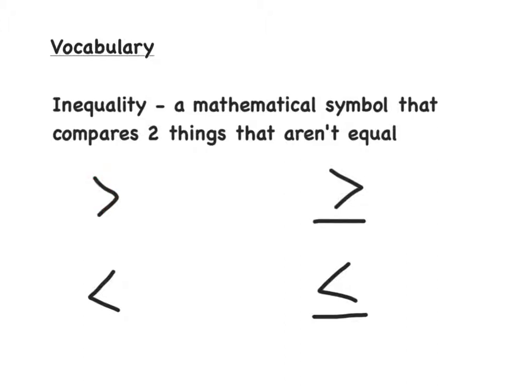These are inequalities. For this first one, this is called greater than. For example, 8 is greater than 2. The second one, the one below it, is less than. You read it as 5 is less than 10.